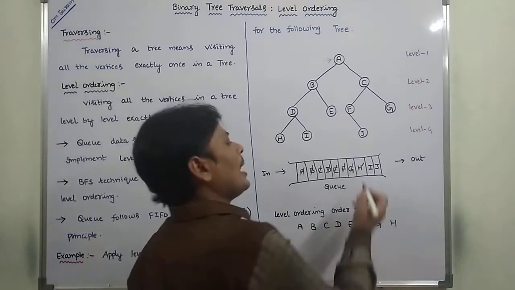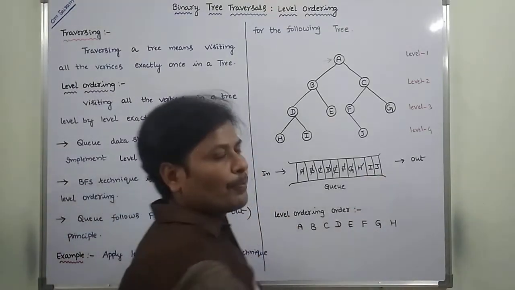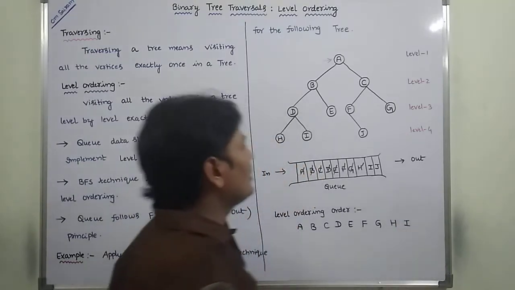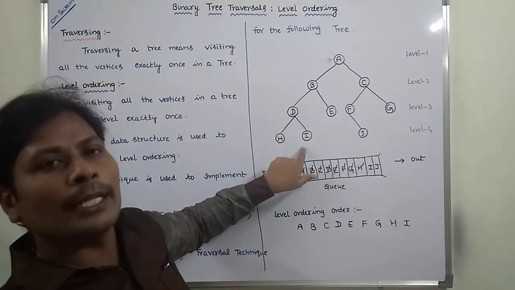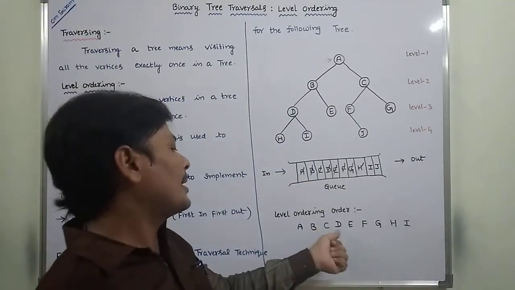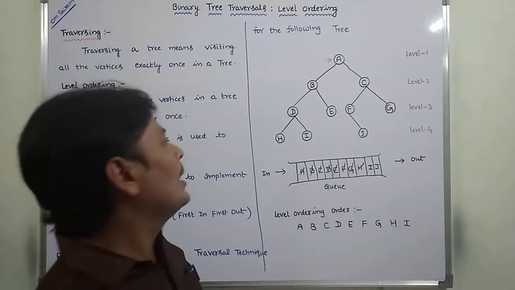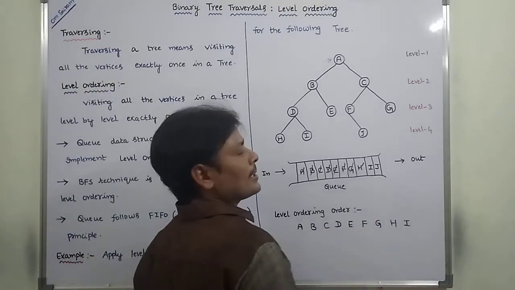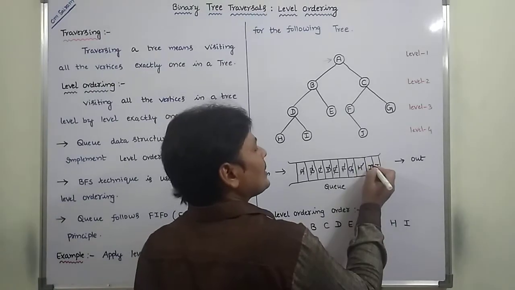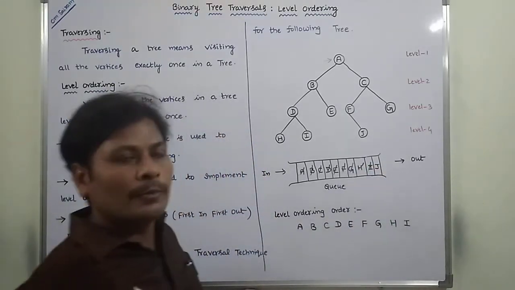Next element in the Q is I. So first visit vertex I. Next, what are the adjacent vertices of vertex I? Only vertex D is there. Vertex D is already visited. There are no adjacent vertices except vertex D. So I is removed from the Q.